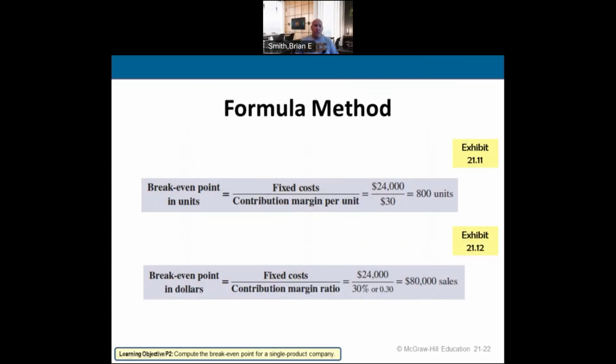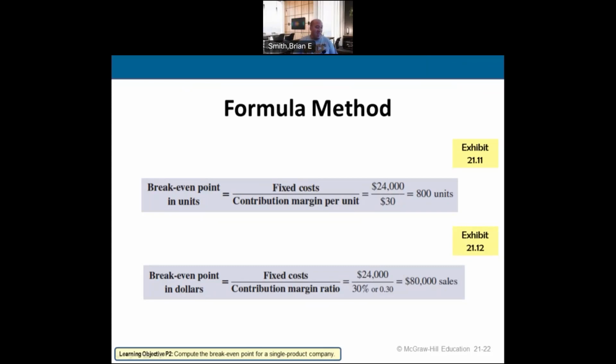But here's the formula method to calculate break-even points in units. We are going to take our total fixed costs and divide it by our contribution margin per unit. From our example before, we calculated contribution margin per unit as $30. So we take our fixed costs and divide it by the contribution margin per unit, and that will equal the number of units we have to sell in order to break even. So using the formula method that we did before, with a $100 selling price and $70 of variable costs, 800 units is what has to be sold in order to make our break-even point.